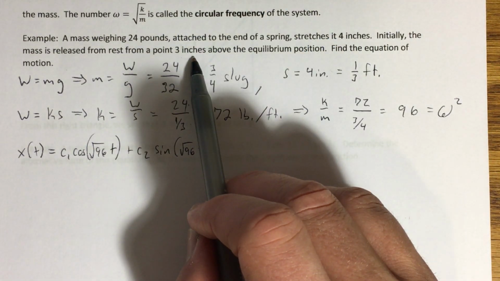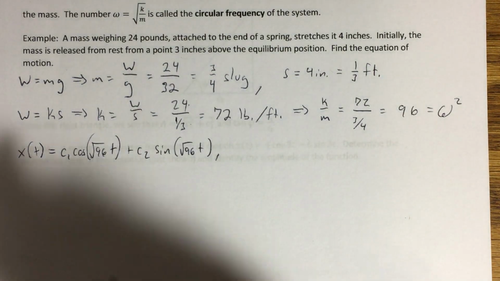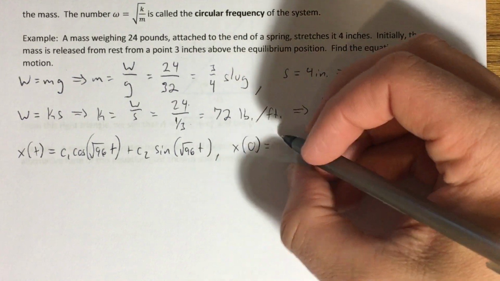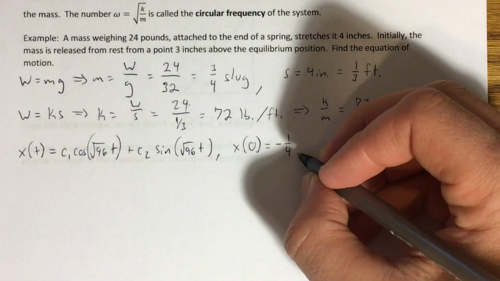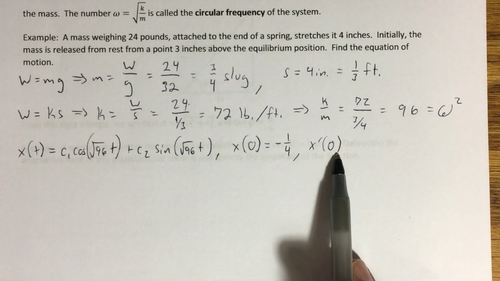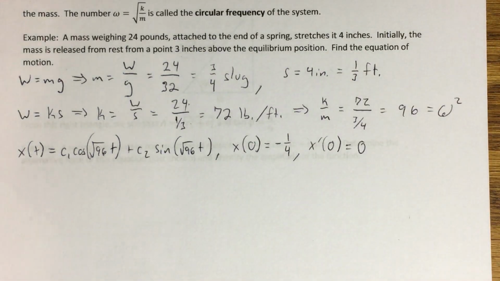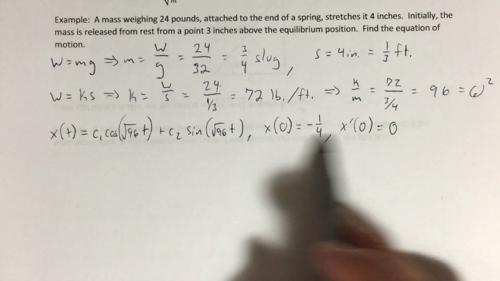Above the equilibrium position, remember we think of that as the negative x-axis. It's given in inches, we need to convert that to feet. 3 inches is the same thing as 1/4 of a foot, but we're on the negative part of the axis, so we're going to call that negative 1/4, okay? x prime of 0, our initial velocity is 0, and that's because it says that we're releasing this from rest, okay?